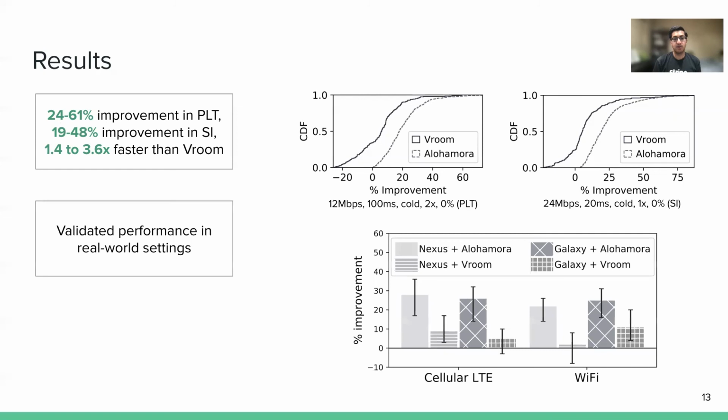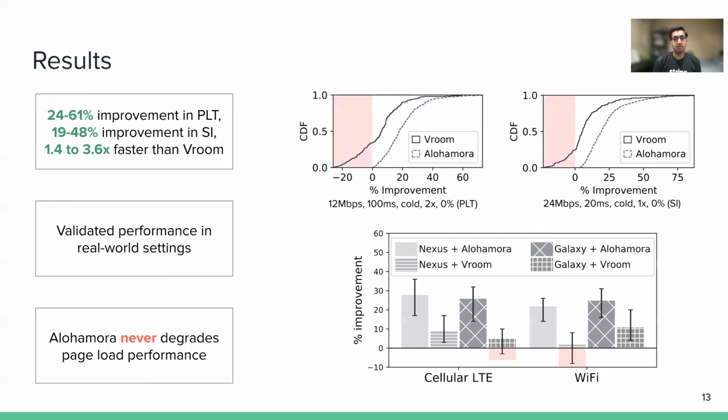And these improvements aren't just theoretical. We deployed Alohamora as a man-in-the-middle proxy on real websites and evaluated policies using mobile devices over real networks. And the performance improvement is largely consistent. Most importantly, because it adapts to changing environments, Alohamora's policies never degrade page load performance, compared to Vroom, which can degrade load times for up to a third of page loads. The paper contains a more detailed evaluation.